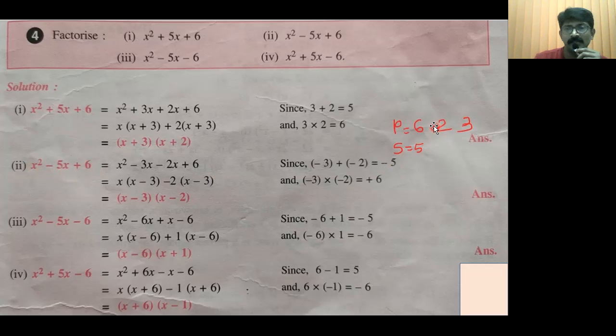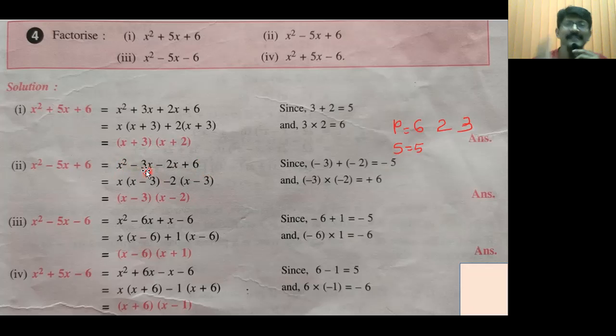Simple. We just change this 6 into two factors, minus 2 and minus 3. If we do minus 2 into minus 3, you'll get this product as positive 6. Simple. And negative 3 plus negative 2 will become negative 5, isn't it? So we got x square. Instead of writing minus 5x, we're writing minus 3x minus 2x plus 6 as it is. I hope you're understanding this step.